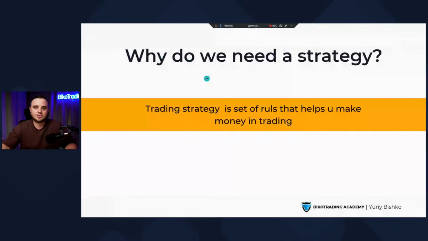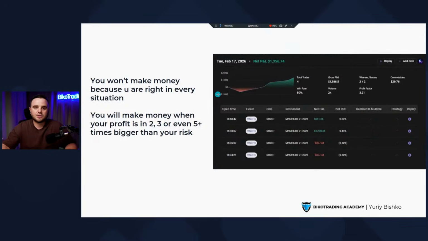Why do we need a strategy? First, the most important reason: in trading you don't make money because you're right in every situation. You make money because your profit is bigger, because your math expectancy is bigger.